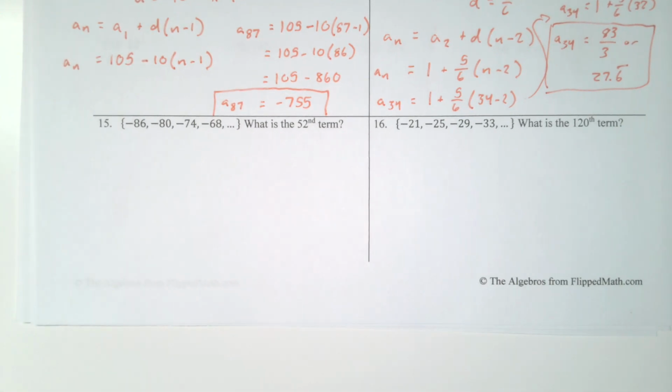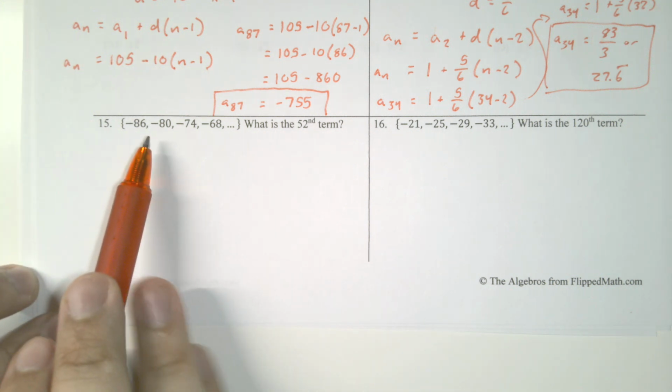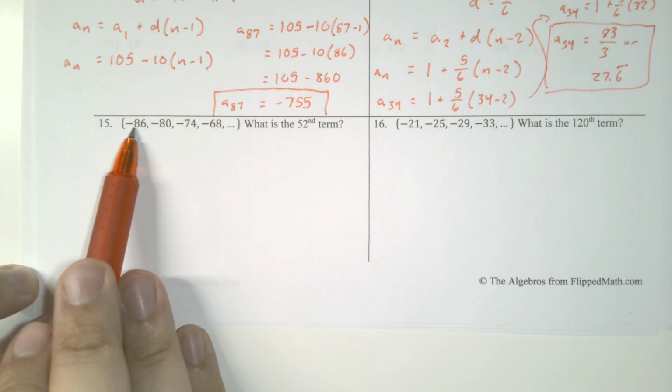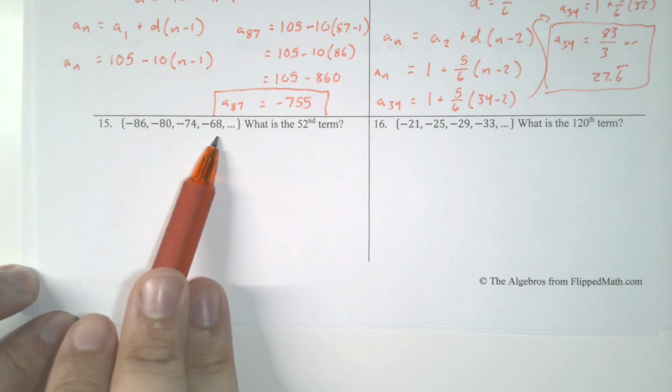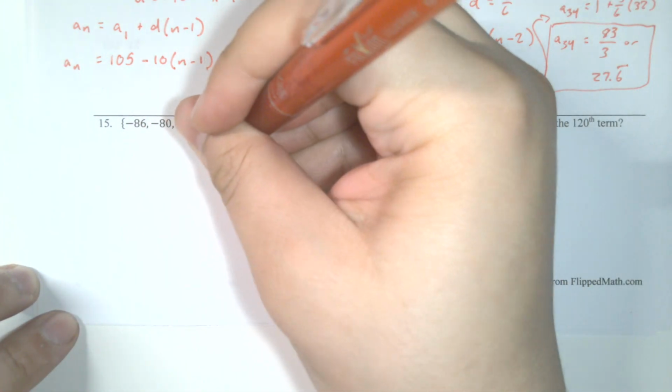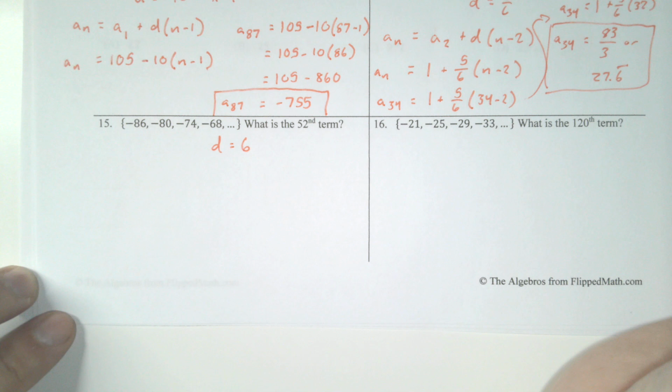Let's look at number 15. All right. So for number 15, what is the 52nd term? Let's see if we're doing arithmetic first. Okay, so negative 86 plus 6 is negative 80, plus 6 is negative 74, plus 6. Okay, cool. So our common difference is that we're adding 6 every time.